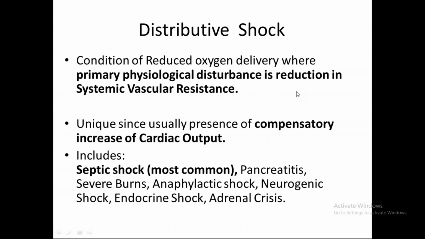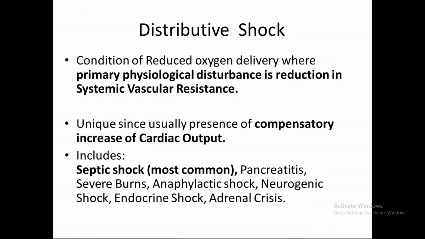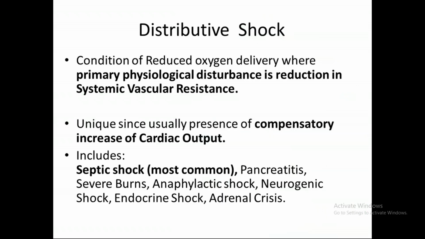Condition of reduced oxygen delivery where the primary physiological disturbance is reduction in systemic vascular resistance. Systemic vascular resistance कम है इसमें. That is why there is decreased blood pressure. That is why this is distributive shock. This type of shock is unique. Why? Because there is presence of compensatory increase of cardiac output. This is very unique. Cardiac output बढ़ रहा है, right? The pulses are bounding. The extremities are warm, right? But the primary disturbance is decreased systemic vascular resistance.